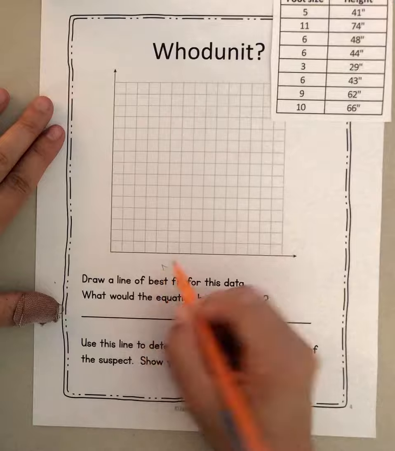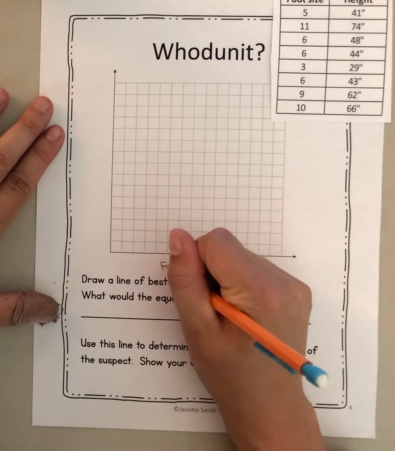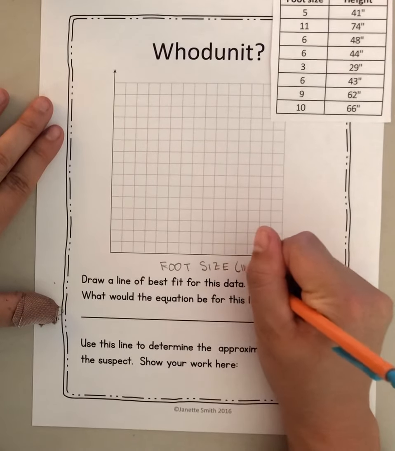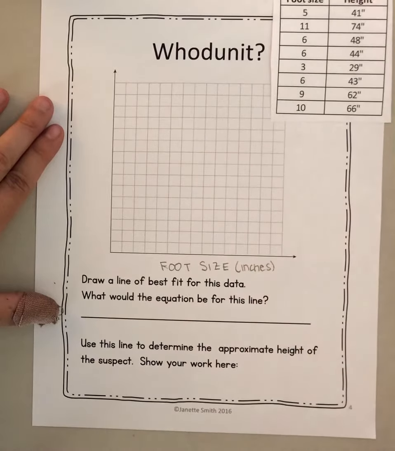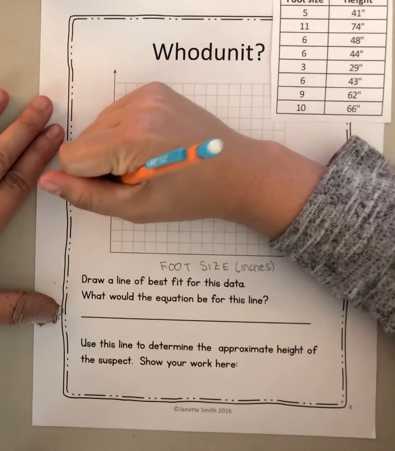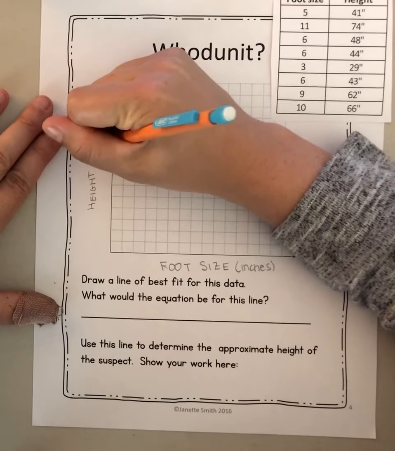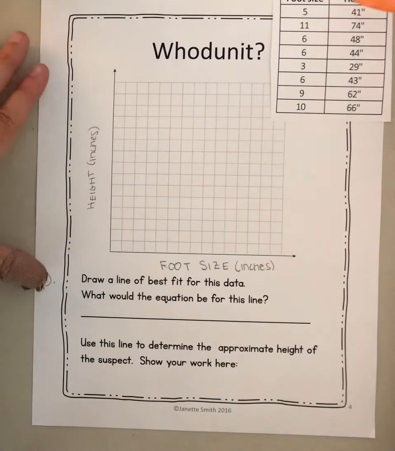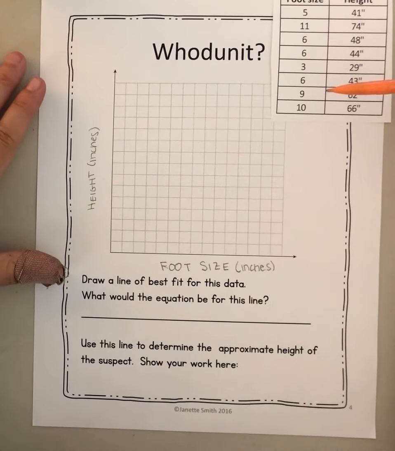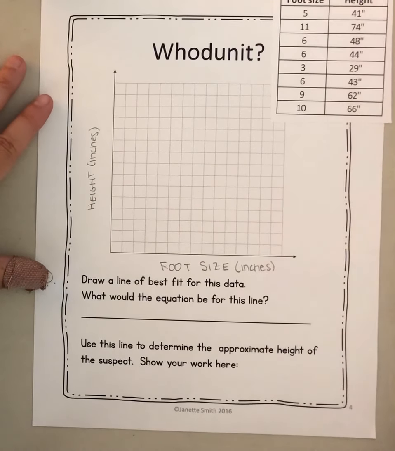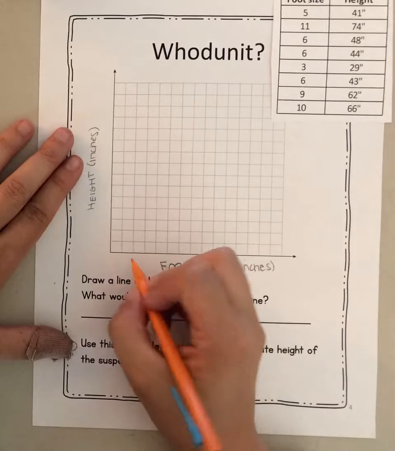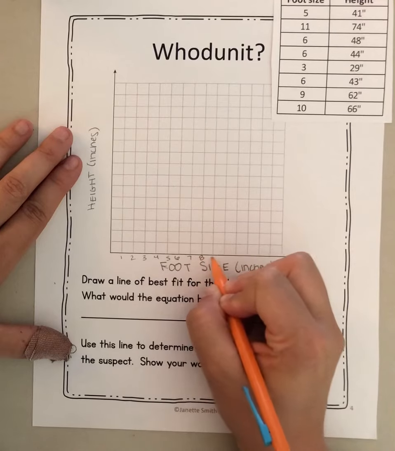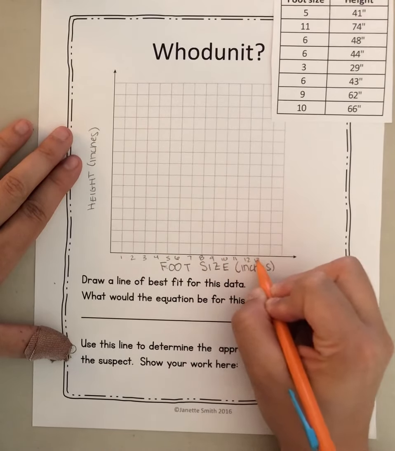So I'm going to plot foot size on the x-axis, and that is in inches. And I'm going to make height the y-axis, and that's also in inches. And now we need to figure out what's going to be the most appropriate scale. So for foot size, my lowest value is 3, my highest value is 11. I might just go ahead and count by ones. I think it's going to make it the easiest. So make sure you label all of it. I'm going to go all the way to the end.